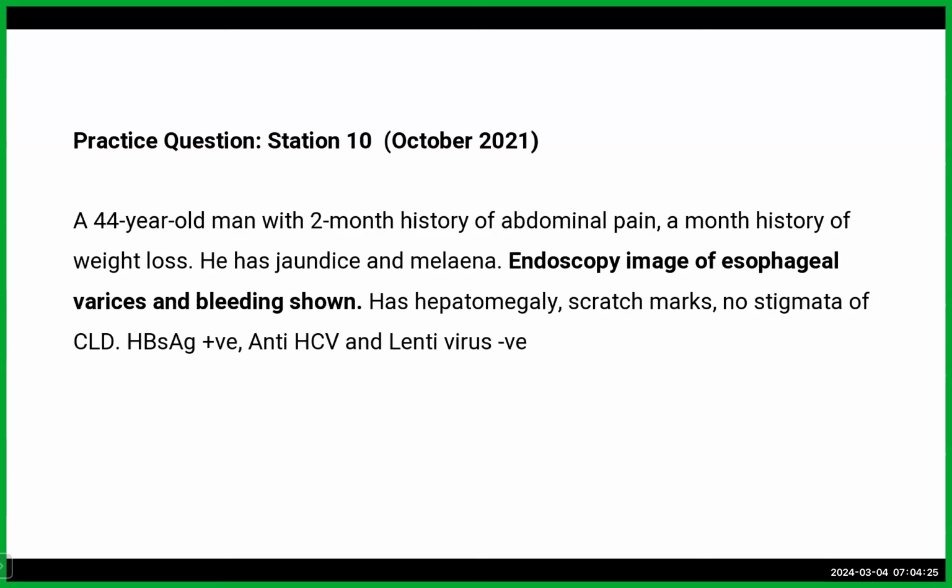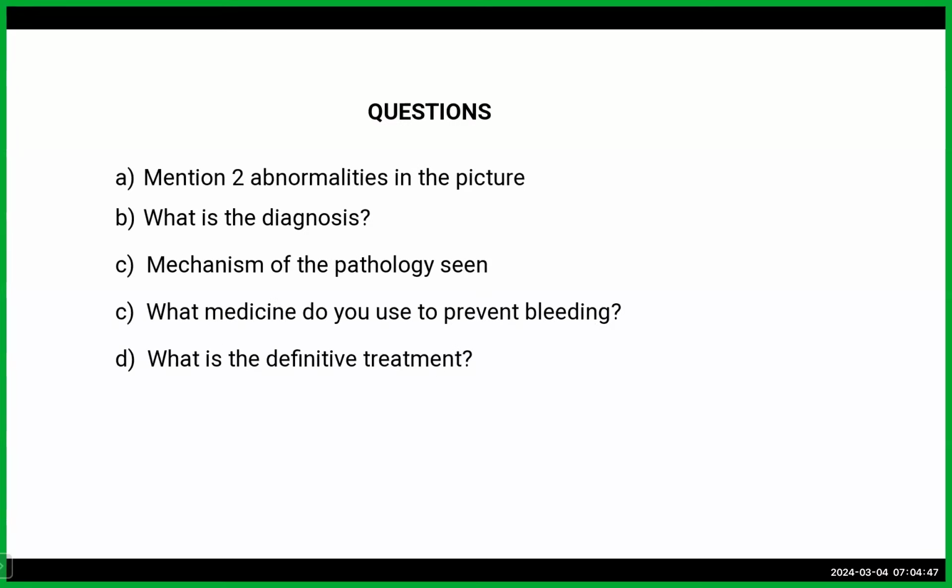Hepatitis B surface antigen positive and HIV negative. Endoscopy picture. What is the diagnosis of the scenario? Mechanism of the pathology seen. What medicine do you use to prevent bleeding? What is the definitive treatment?